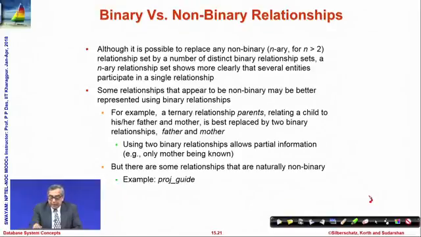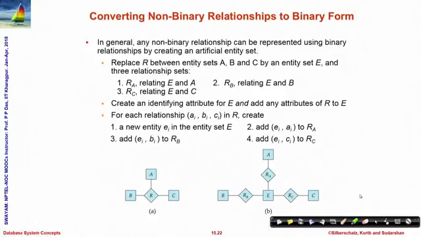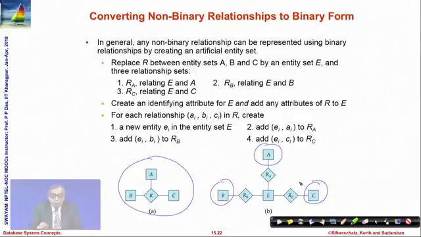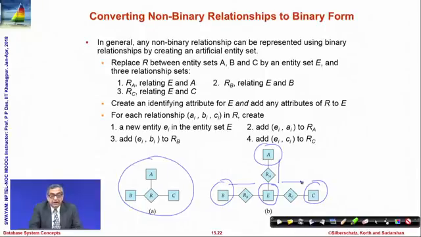So, in general you can convert a non-binary relationship into binary form by doing this. This is a ternary relationship being shown, and these are the three entity sets involved in the ternary relationship. To decompose it into binary relationships, we inject a new, artificial entity set E, and then we define three different relations between them, which individually relate to the entity sets A, B and C.